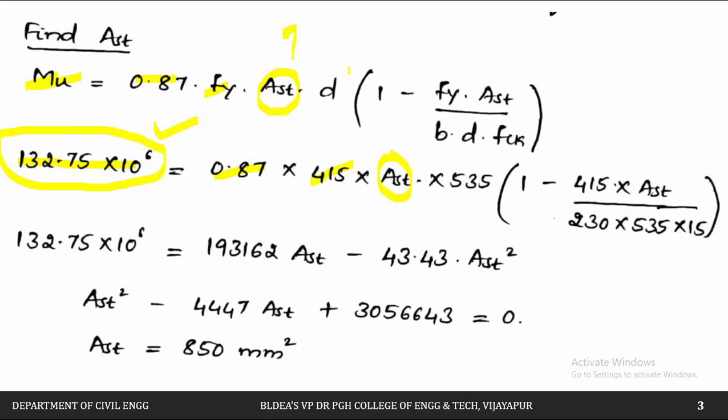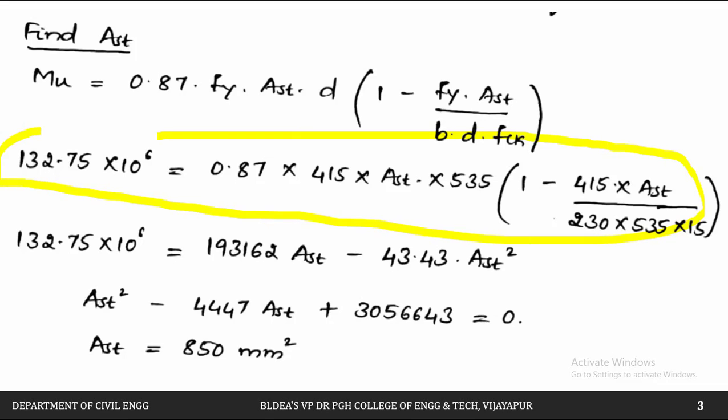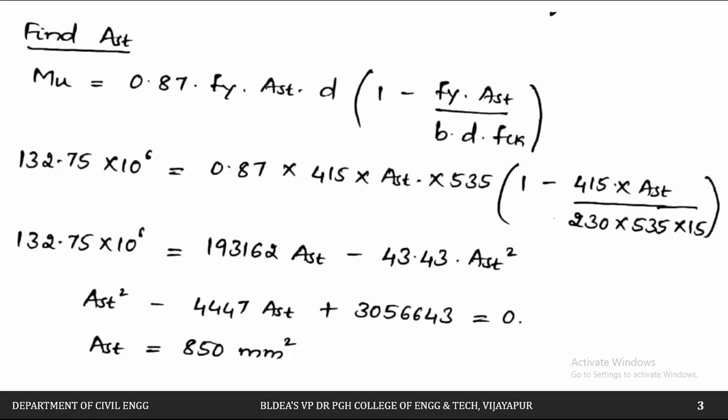Now Ast is what has to be calculated. Keep it as it is. Depth is the effective depth, that is 535 mm. So 1 minus Ast fy by bd fck, with fy as 415. Ast has to be calculated. b, d and fck we also know, so we will substitute. If you simplify this equation, 132.75 is as it is. Then 0.87 into 415 Ast multiplied by 535 multiplied by this term, if you simplify, you will get this value. Then 0.87 multiplied by this, you will get 43.43 Ast. So you will have Ast square. Now this is the equation we have.